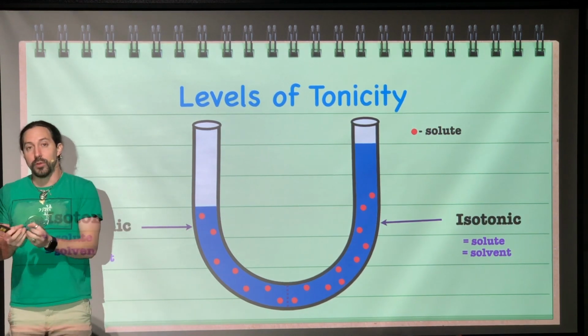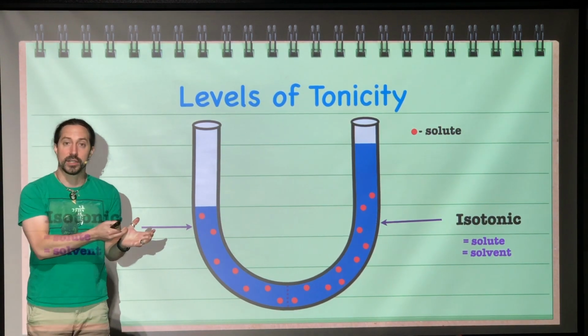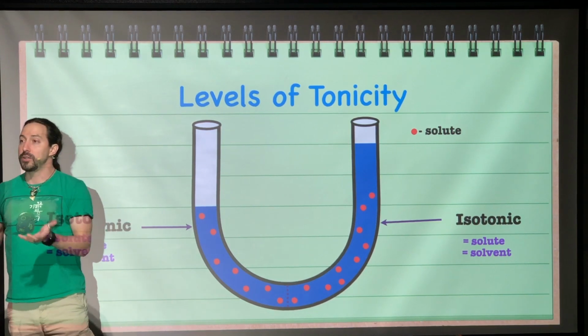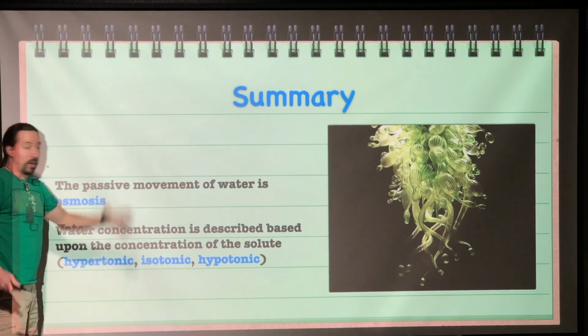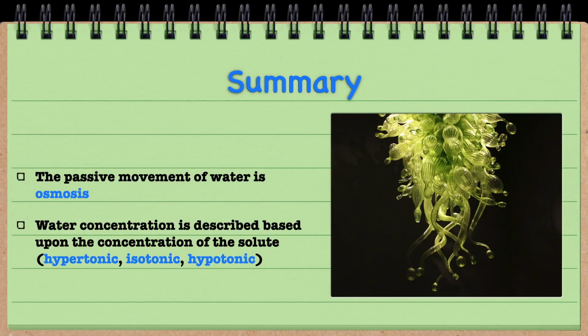Water will always move from that high concentration to that low concentration, and the way that we measure it is using the tonicities. So, in summary of all of that, as we just said, the passive movement of water is osmosis, and that's only for water.